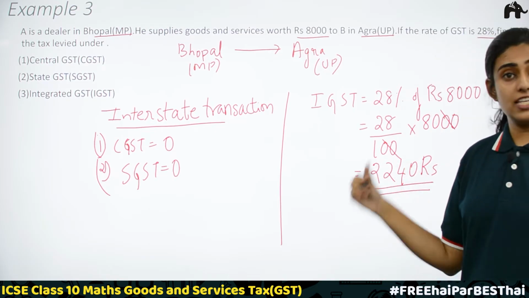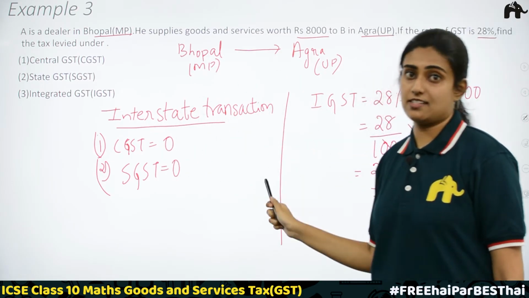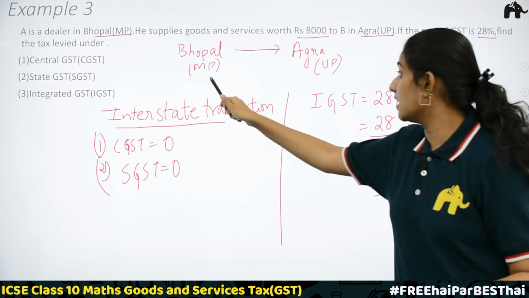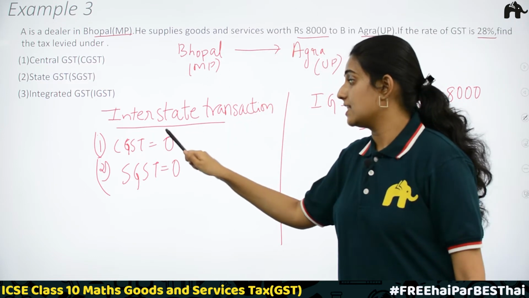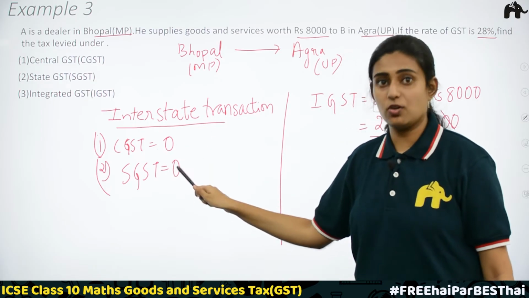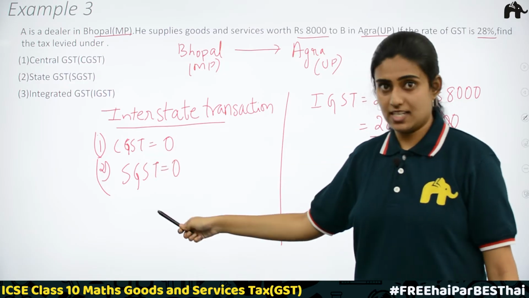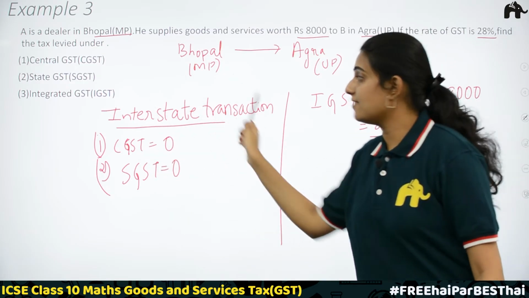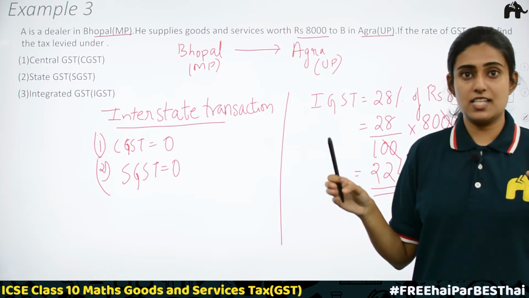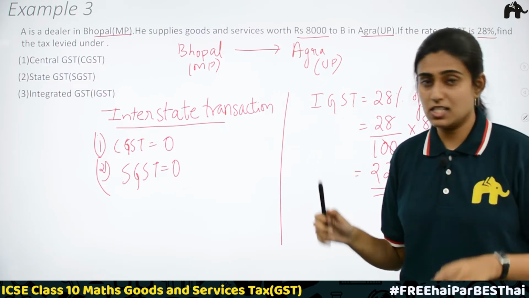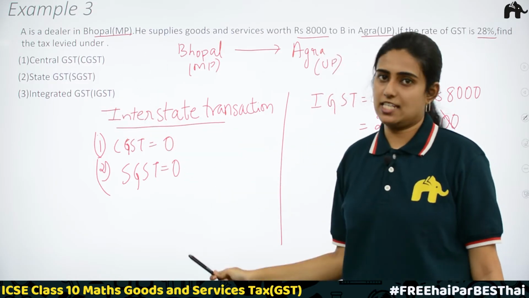This is our IGST. In this question, it was an example of interstate transaction. Two states, that is Madhya Pradesh and Uttar Pradesh, are involved. Therefore, SGST and CGST will be equal to 0. You don't need to do any calculations for finding CGST and SGST, because once you identify what type of transaction it is, you can know if CGST is present, SGST is present, or IGST is present. Here only we needed to calculate integrated GST or IGST.